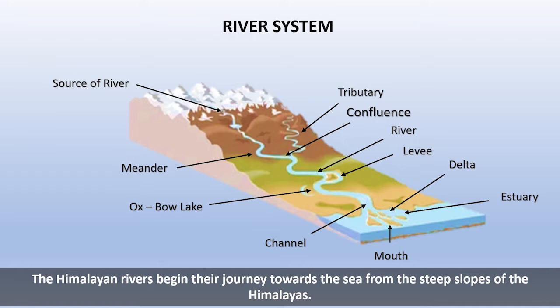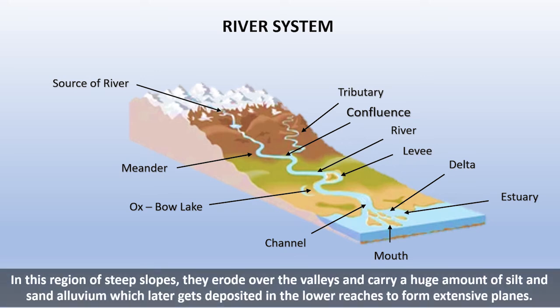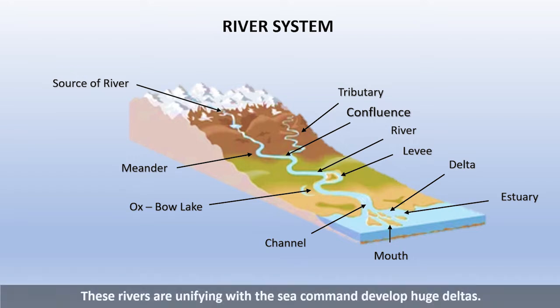the land below. The river water flows with silt and alluvium in the lower regions of the flowing river. The river in its lower course forms various structures like meanders, oxbow lakes, and represents many depositional features.